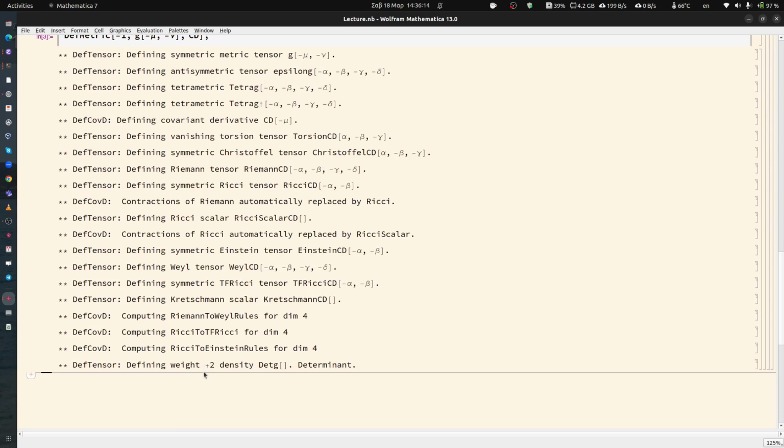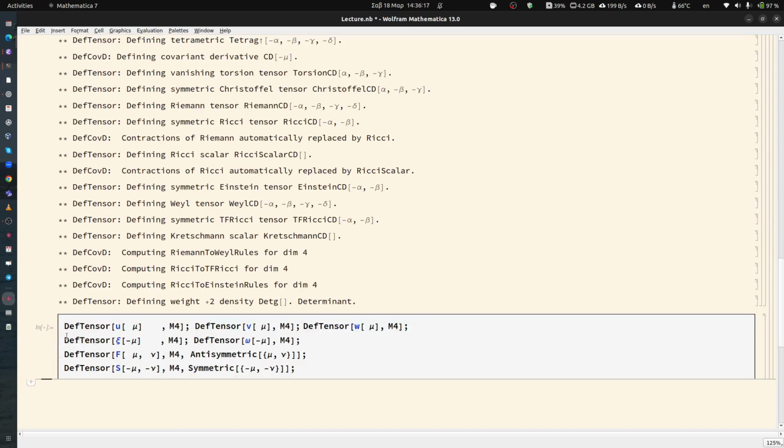Then, in order to practice, we will define a set of tensors. We use the function DefTensor. DefTensor here takes two arguments in its simplest usage. The first one is the symbol we use for the tensor, for example, in this case, a vector u. Then the indices, and that is what defines the rank of the tensor. Lower indices and upper indices are different. Then the manifold that corresponds to the tangent bundle that those vector fields will belong to.